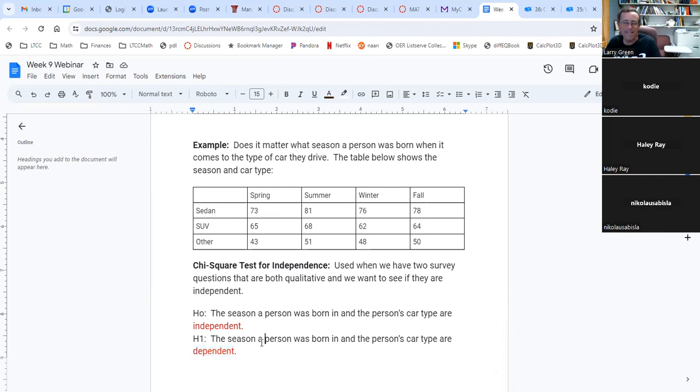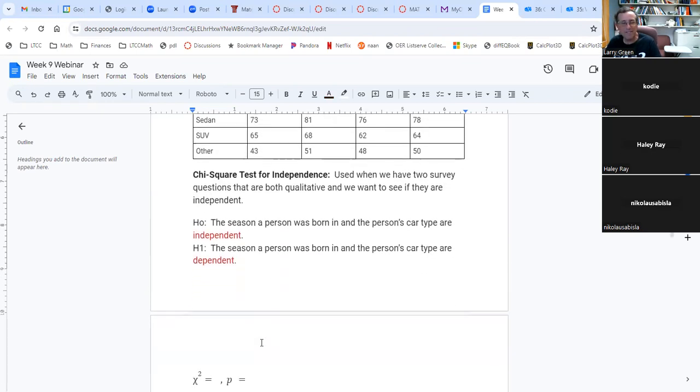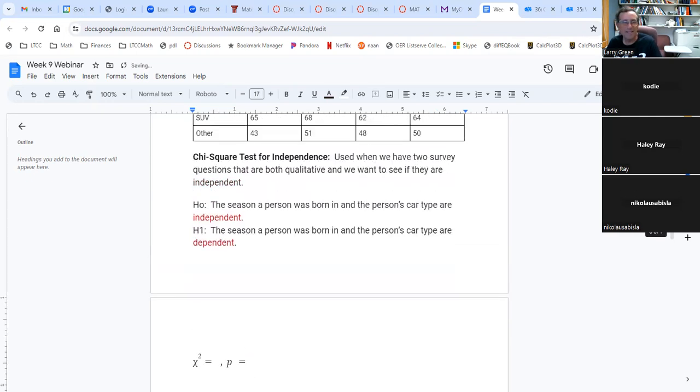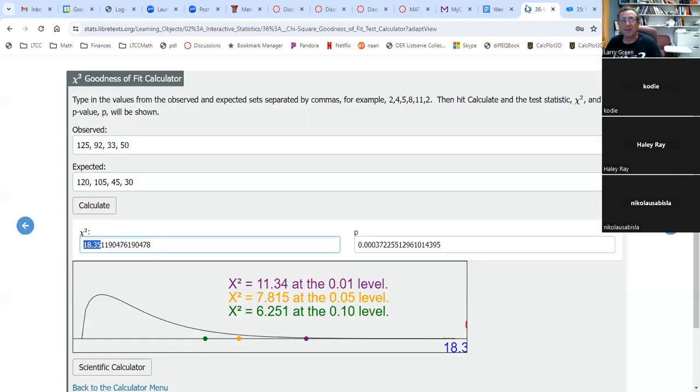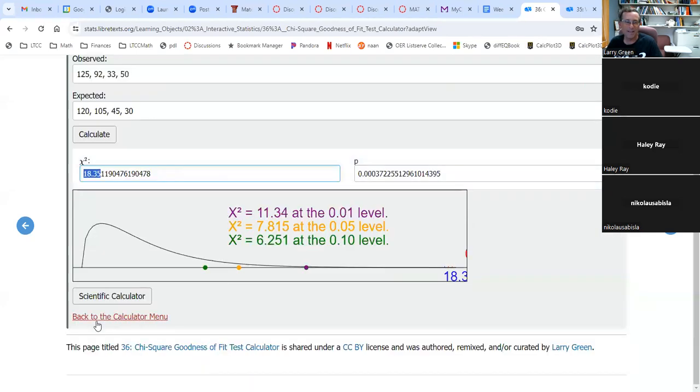So then you might be used to this: the next step is we need to find the test statistic and the p-value. Any guess on how we're going to do that? Yep, we're going to have to go to the calculator. So I go to the calculator. This calculator will not work. This is the goodness of fit calculator. So I'm going to go back to the calculator menu.